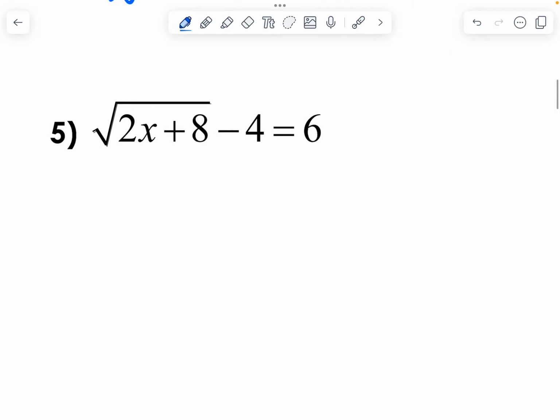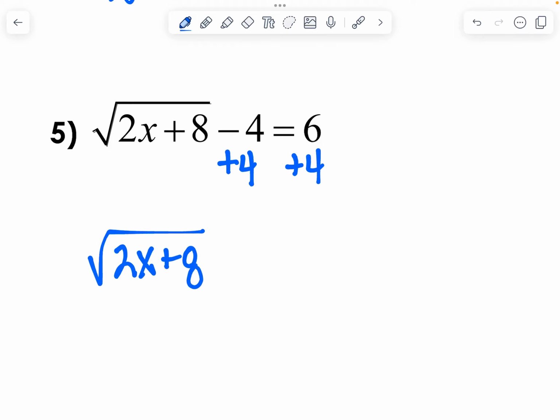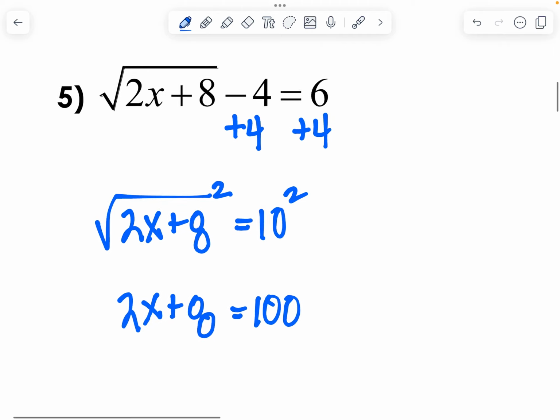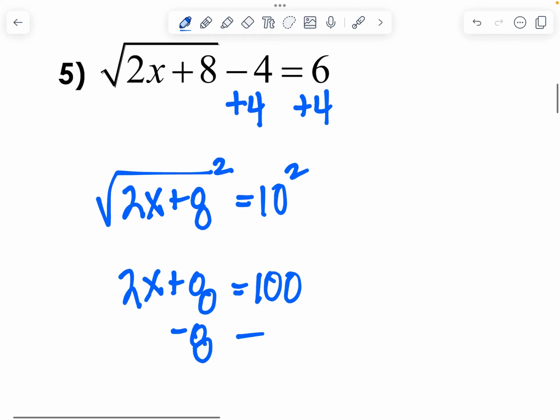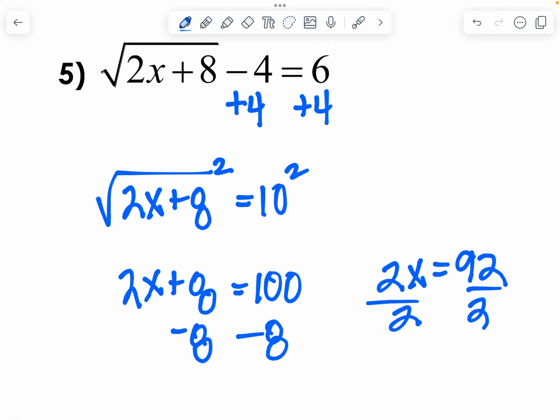All right, now to do number 5, we're back to a radical equation. So we'll add 4. We move that extra term over to the other side. So then we have the square root of 2x plus 8 is equal to 10. Now we'll square both sides and get 2x plus 8 is 100. When we subtract 8 from both sides, we get 2x is equal to 92. And divide by 2 to get x is 46.